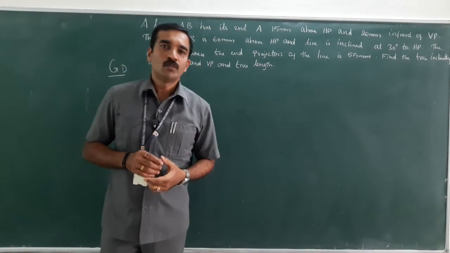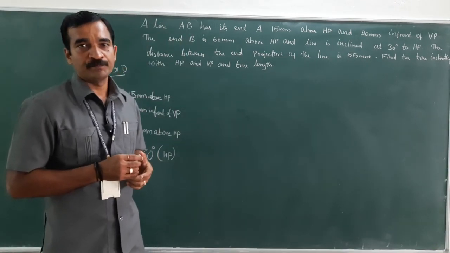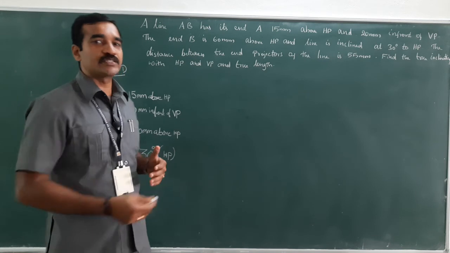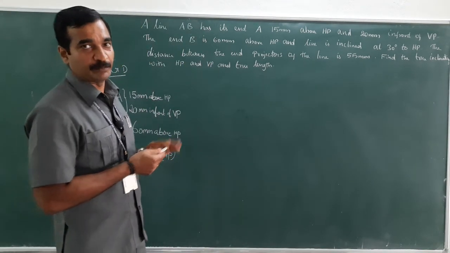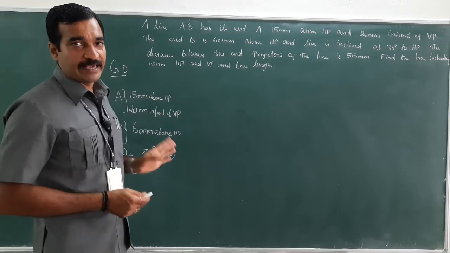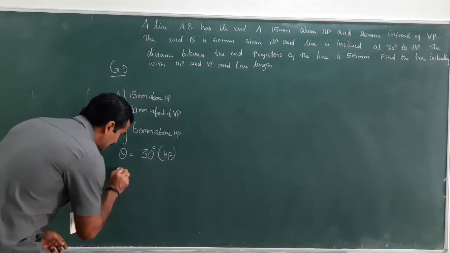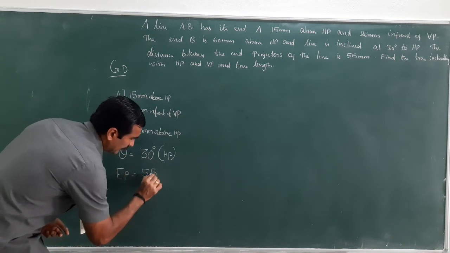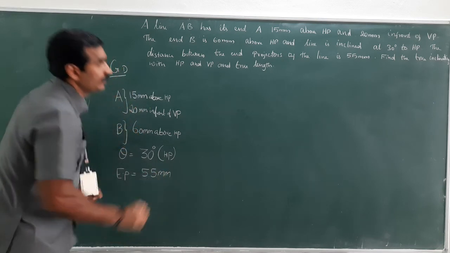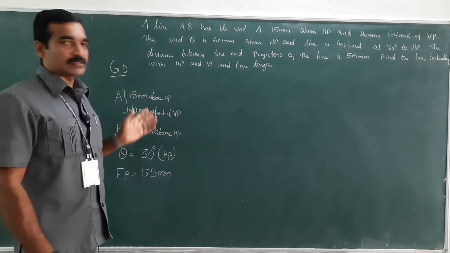The distance between the end projectors of the line is 55 mm. By the way, what is meant by end projector? EP. That is the horizontal distance on the XY line, right, between the projectors A dash and B dash. So, the end projector EP equal to 55 mm. Any other information given? No. Check how many data are there.